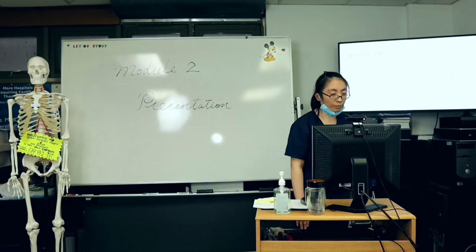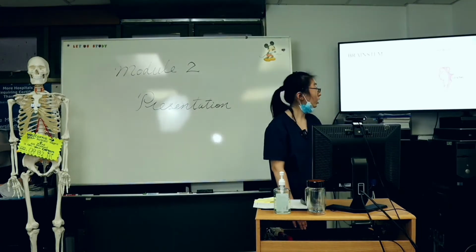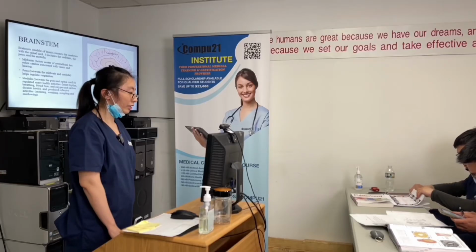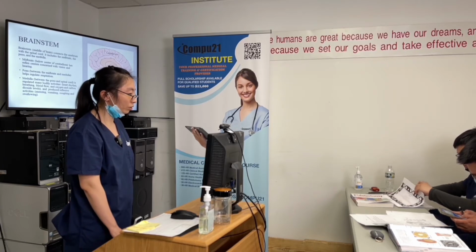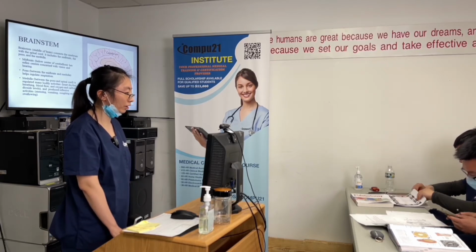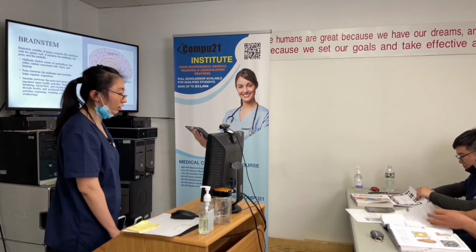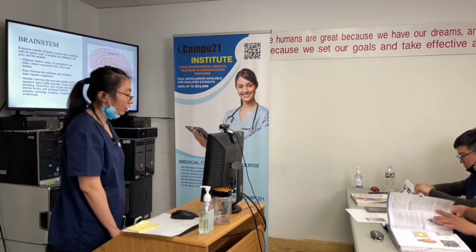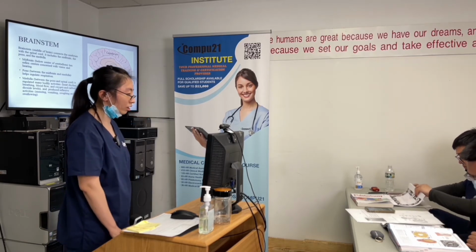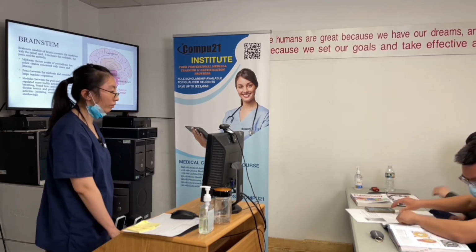The next part of the brain is the brainstem. It's the middle of the brain. It connects the cerebellum with the spinal cord. It includes the midbrain, the pons, and the medulla. The midbrain is below the center of the cerebellum. It has reflex centers concerned with vision and hearing.